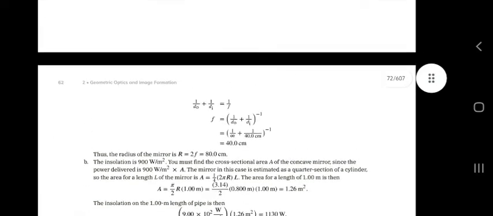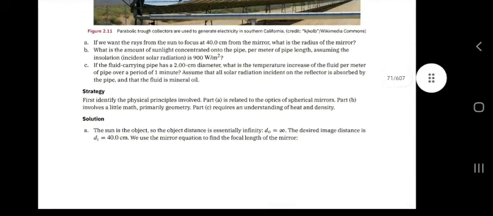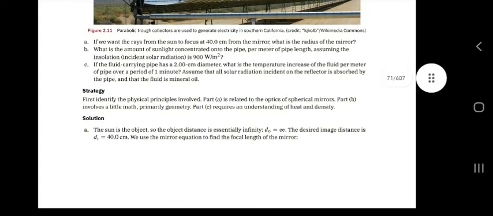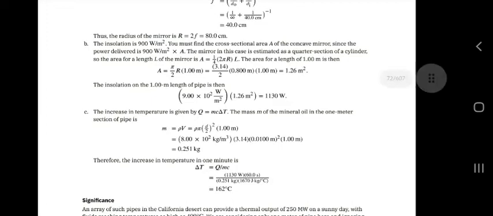So let's proceed to letter C. So ang letter C is kanang ang per meter niya sa pipe over period of time. So pila ang ni-increase ang temperature sa fluid per meter. So ano siya? The increase in temperature is given by Q is equals to MC, change of temperature.